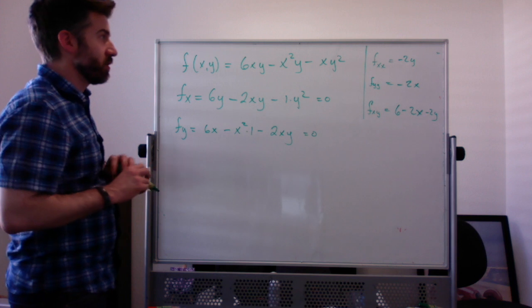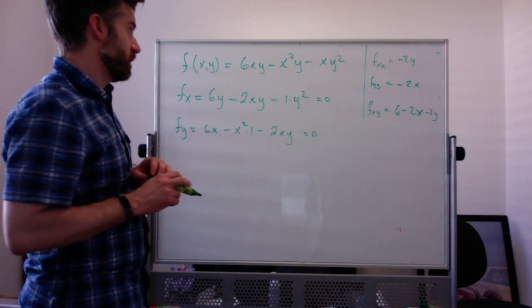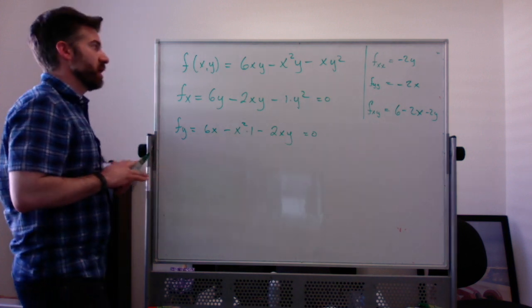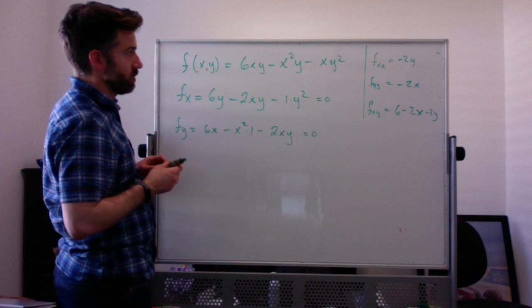Video about classifying critical points. This one's going to have multiple critical points, more than 2 in fact. So let's get down to it. So here's our function. It's f of x,y equal to 6xy minus x squared y minus xy squared.